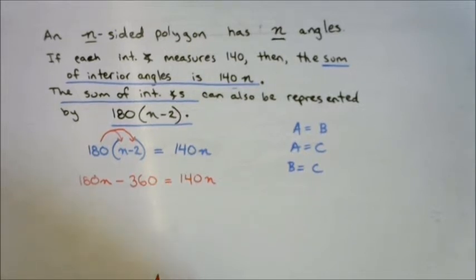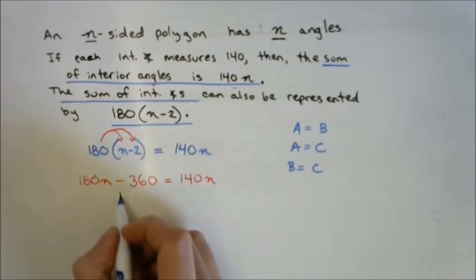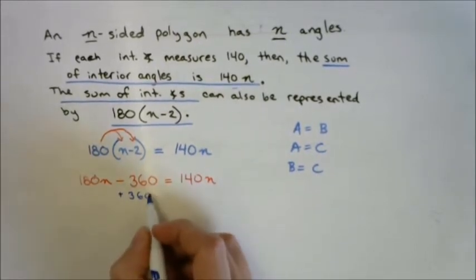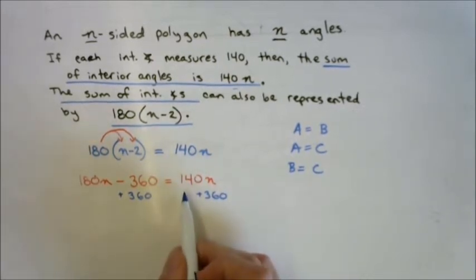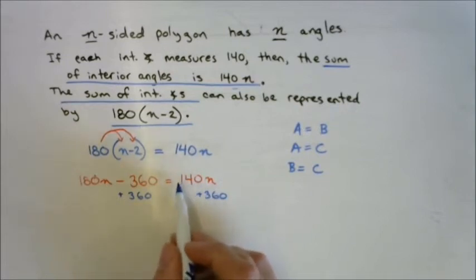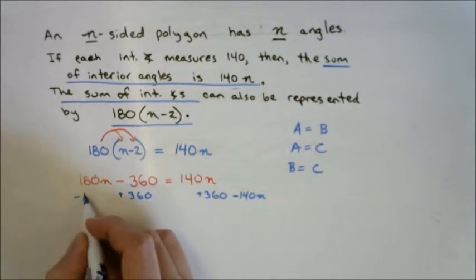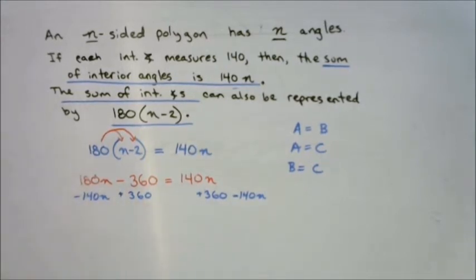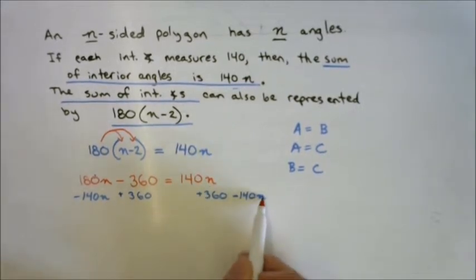What do I want to do in my next step? Add 360. I'm going to add 360 to both sides. And I actually am going to do two things in one step. I'm also going to subtract 140n from both sides. So let's look here on the right. I've got 140n minus 140n, so that's 0. No more n's on this side. And I'm just left with 360.